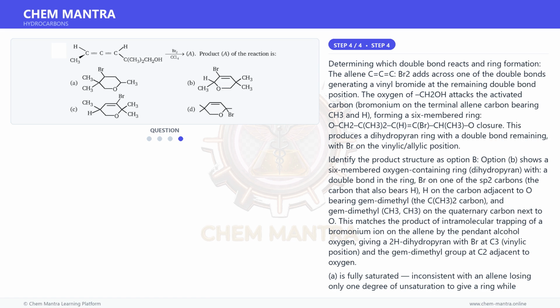This matches the product of intramolecular trapping of a bromonium ion on the allene by the pendant alcohol oxygen, giving a 2H dihydropyran with Br at C3, vinylic position, and the gem-dimethyl group at C2 adjacent to oxygen. A is fully saturated, inconsistent with an allene losing only 1 degree of unsaturation to give a ring while retaining a double bond. C has Br on an sp3 carbon rather than vinylic position, inconsistent with the regiochemistry. D lacks the key substituents, no gem-dimethyl clearly placed, no H shown correctly.